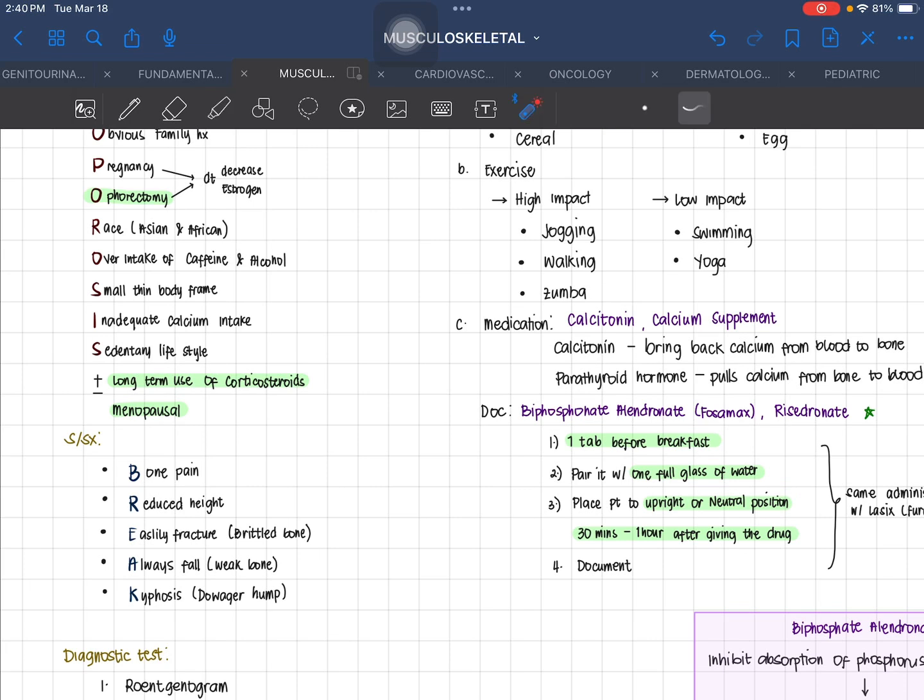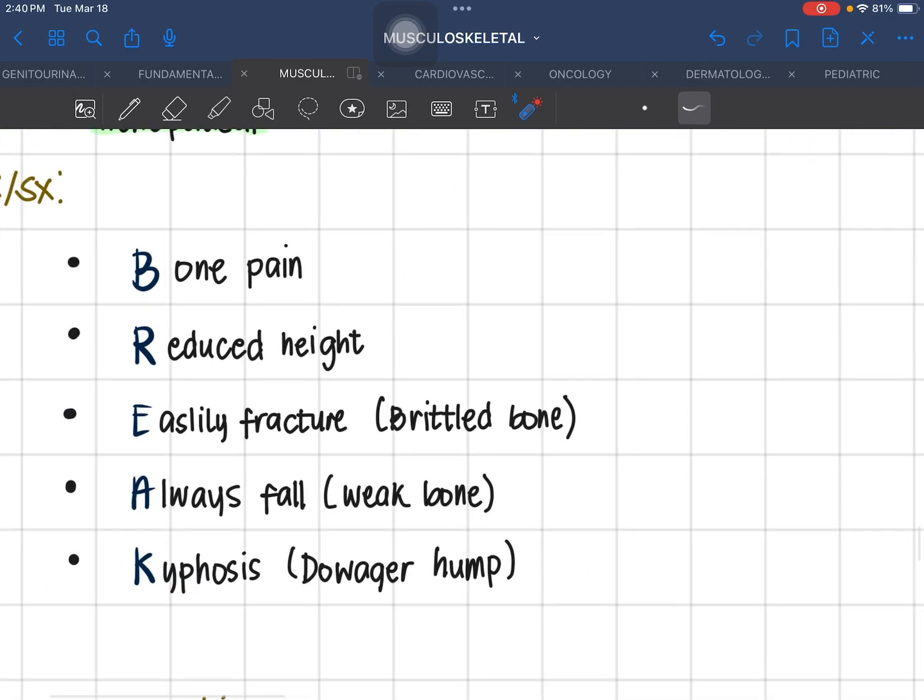The signs and symptoms are BREAK. So, the word BREAK, hati-hatiin natin siya. B stands for bone pain, R for reduced height, E for easily fracture dahil brittle ang bone nila.